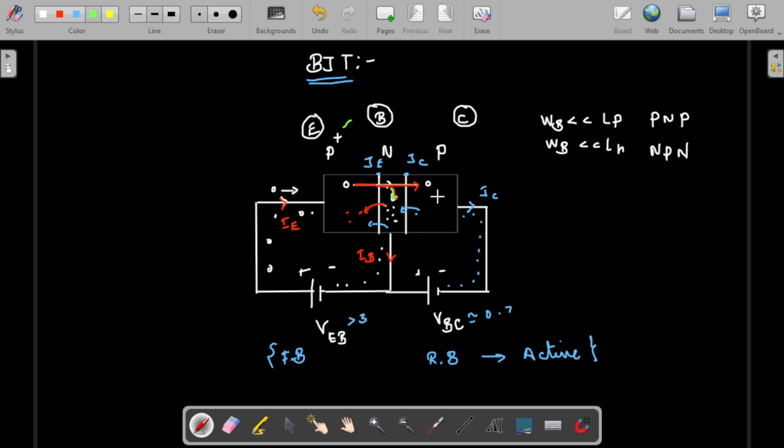Then there are more holes here, and as holes are the majority charge carrier here, the holes keep on increasing. So in order to neutralize that, we are giving a reverse bias supply.